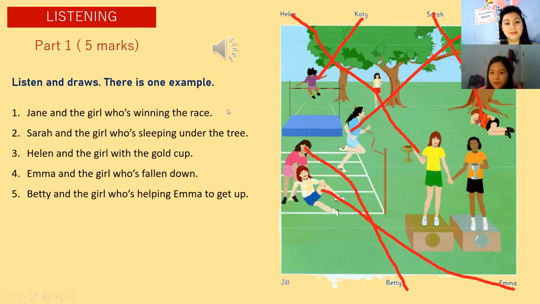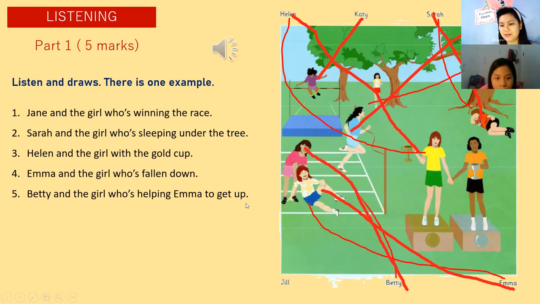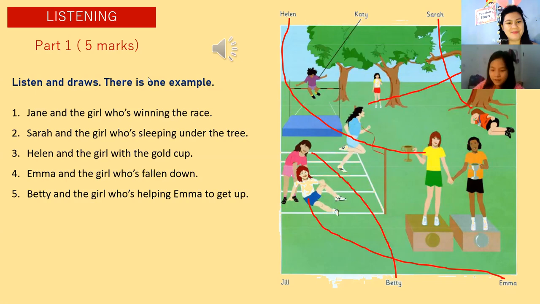Jane and the girl who's winning the race. Okay, very good. Sarah and the girl who's sleeping under the tree. Helen is the girl with the gold cup. Emma, the girl who's falling down. And Betty and the girl who's helping Emma. Wow, you get it all correctly, huh? Good job. Right, part one. Score is 5 points.